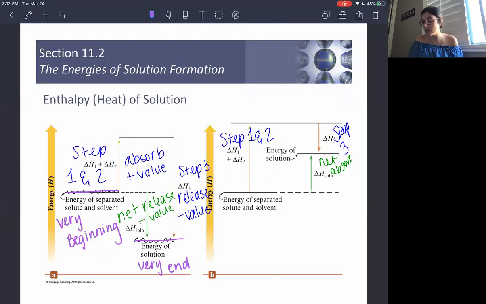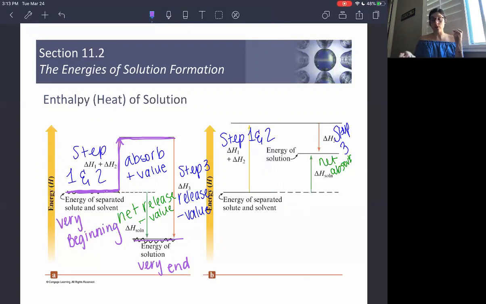So step 1 and step 2, we said are endothermic processes because they absorb energy. This arrow pointing up is showing the absorption of energy, and you can see my energy is going from a medium value, let's just say, to a higher value. That means I gained energy. So breaking bonds is requiring an input of energy.